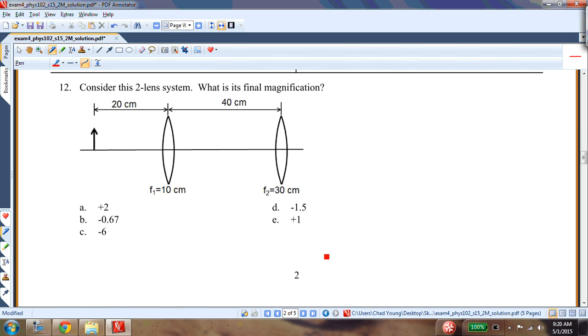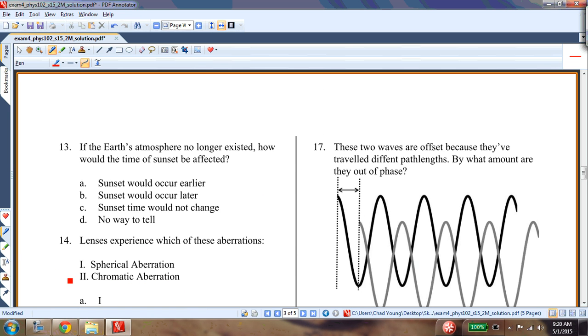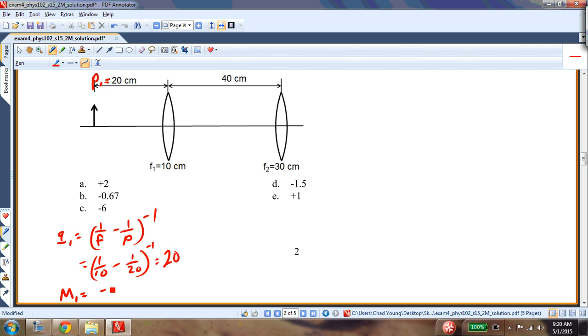Consider this two-lens system. What is the final magnification? Okay, well, this is P1. I find Q1 is (1/F − 1/P)^-1. That's 1 over 10 minus 1 over 20, that's 2 over 20 minus 1 over 20, to the minus 1. That's equal to 20. And also M1 is negative Q1 over P1, which is negative 20 over 20, is negative 1.